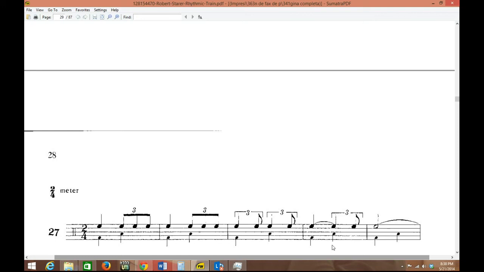Ready, and ta, ta. I'll do that again. Ready, and ta, ta. So clapping 1 at the start of the beat, clapping here for where that triplet goes.